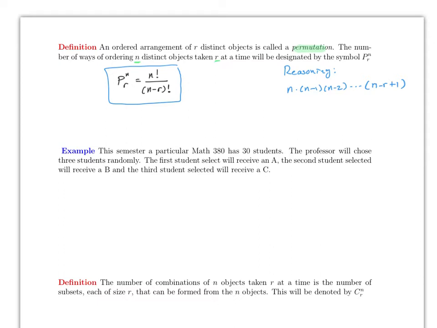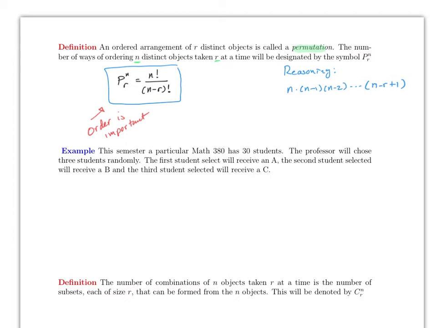Now permutations are used when order is important, and by order here we mean the selection ordering, like how things are selected. So if you select 3 people, whoever gets selected first gets something different than whoever gets selected second or third one. For example, let's look at the following.